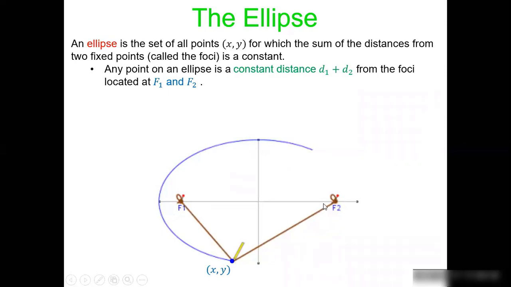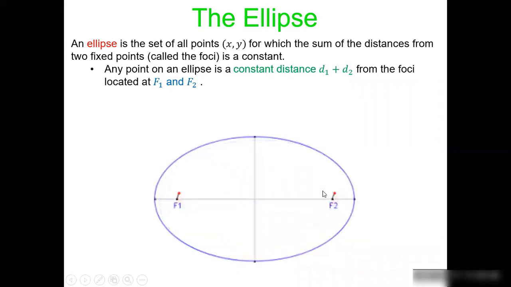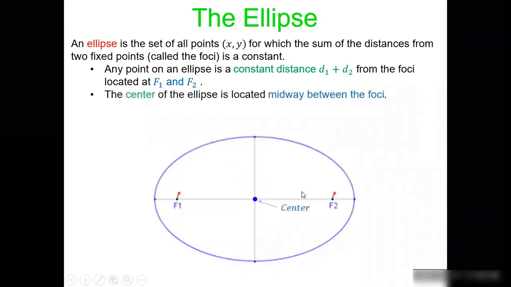So if you keep this string tight the whole time, then this will be a different D1 and a different D2 than it was at the beginning. But since the string never changes size, the sum of those distances is always a constant. We refer to these two pins as the foci. This is one focus of the ellipse, and this is the second focus of the ellipse. So if I continue drawing the pencil all the way around, that's going to finally complete our ellipse. The center of the ellipse is always going to be midway between those foci.